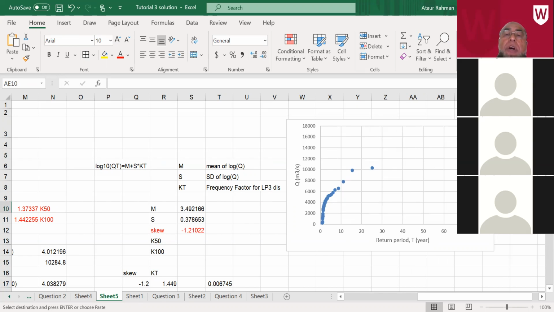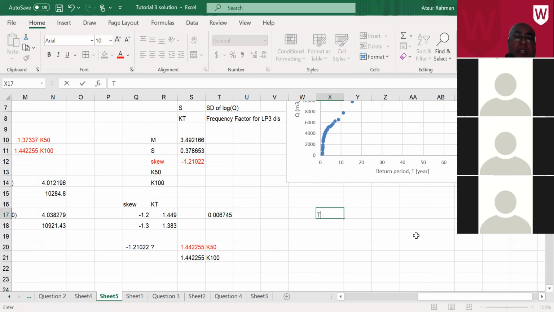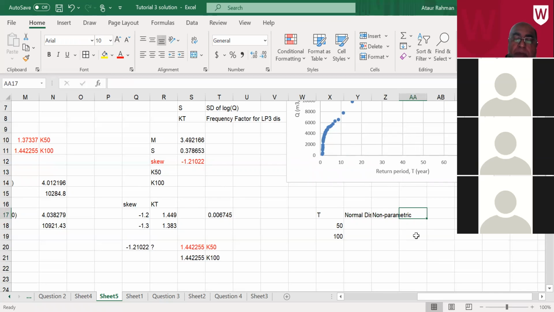Now we have to put our estimated values here from different quantile estimation procedures, for T of 50 year and for 100 year. We have used three methods, is that right? First, we have used normal distribution. And then what have we used? Non-parametric, and then we have used LP3. Is that right?